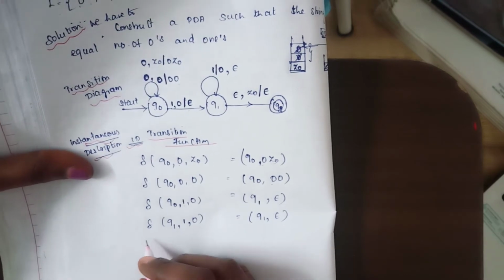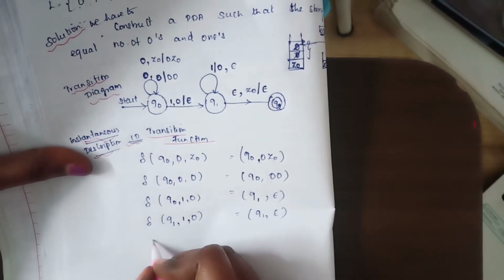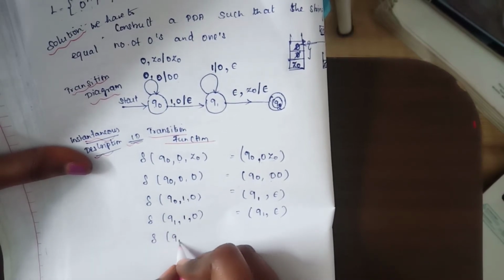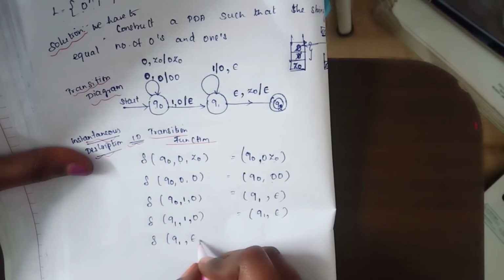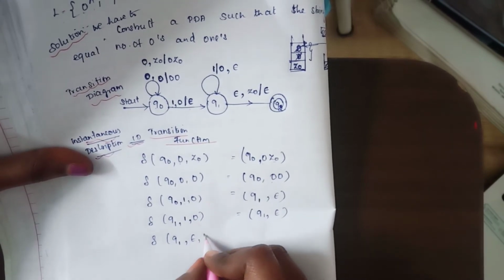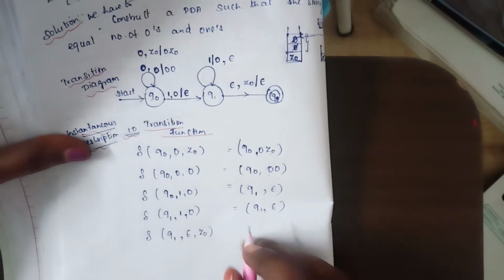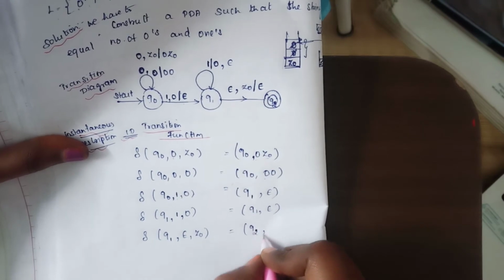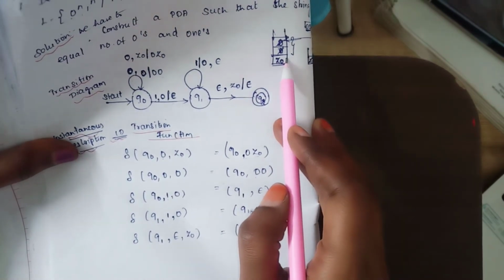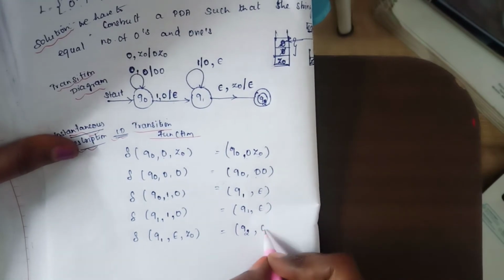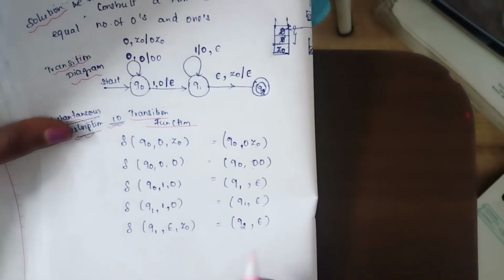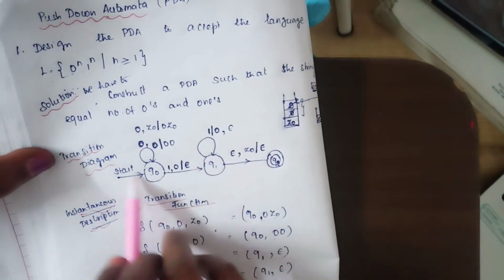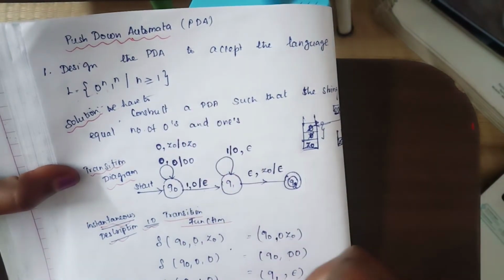So once all the inputs are elapsed at one particular point of time, the delta function will be q1, with no input given, and the top of the stack is z0, and you will reach the final state, which is q2. So this is the way you have to write the transition function. This is the transition diagram for this particular PDA, and this is the transition function.